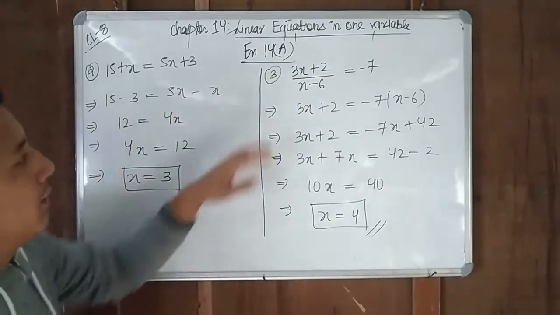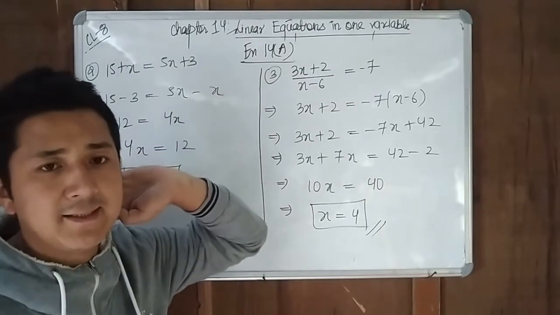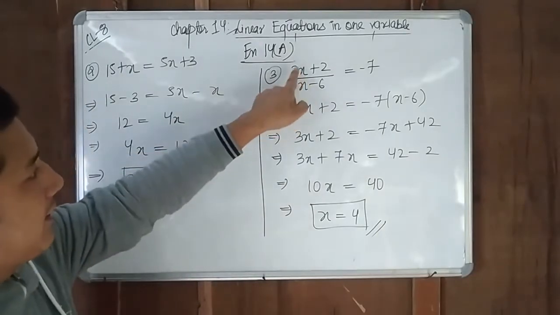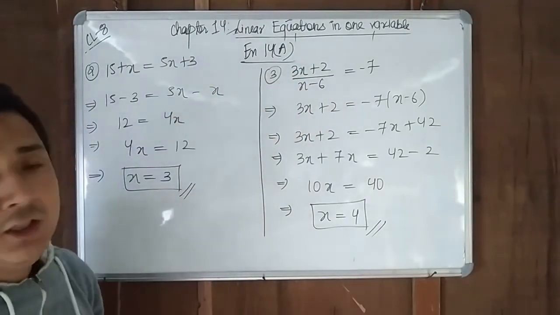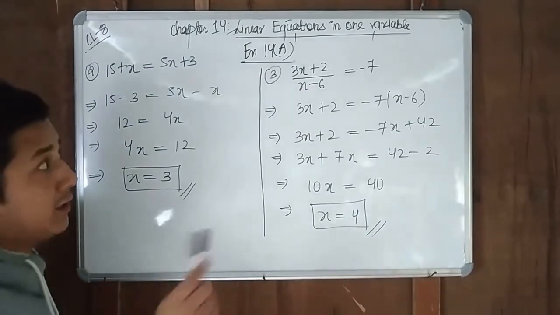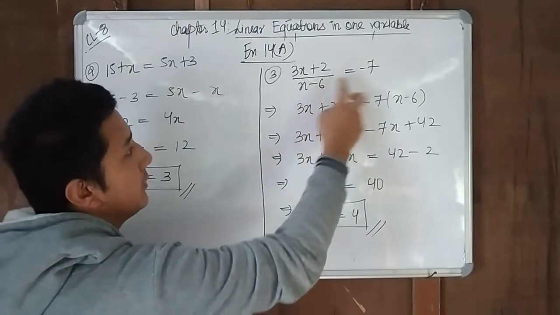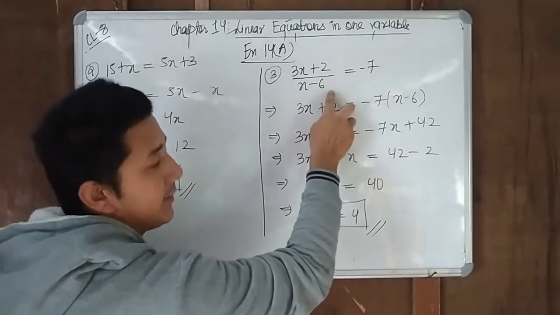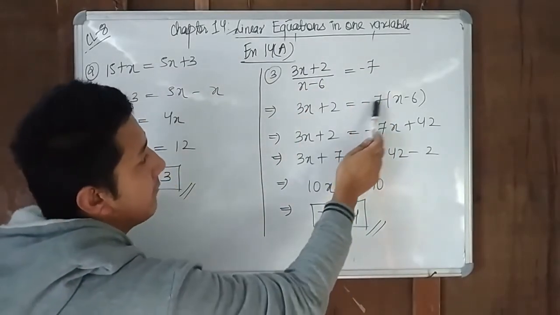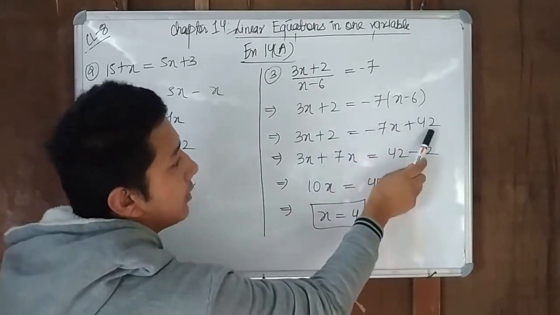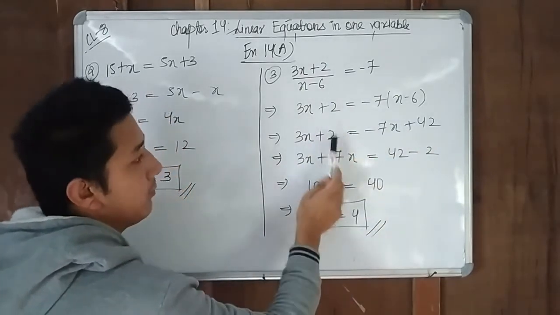In number 3, there's a fraction is equals to minus 7. Okay, if you look at the fraction, x, linear algebraic expressions. Cross multiply it. 3x plus 2 is equals to minus 7 into x minus 6. Please open the brackets. Minus 7x plus 42, 3x plus 2.